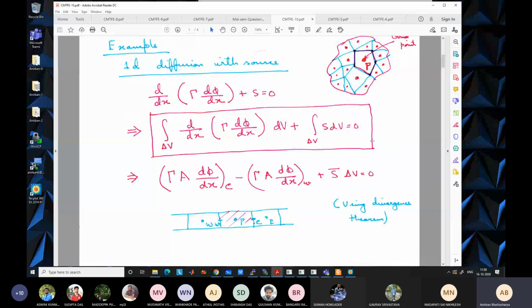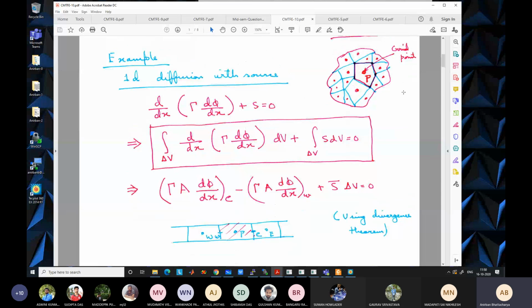Let us come back to this. So now, instead of directly discretizing the equation d/dx(gamma d phi/dx) + S = 0, like we do in finite difference, we integrate it over each of the control volumes. We divide our domain into a number of control volumes like this, depending on our problem. Let us take this control volume, which I have shown by a dark line. It has some arbitrary shape. It has five sides. It is a pentagonal control volume, and is represented by a single grid point at its center.